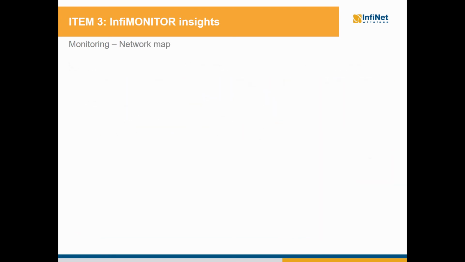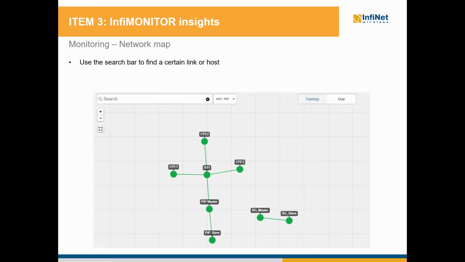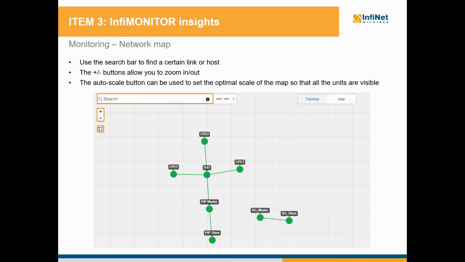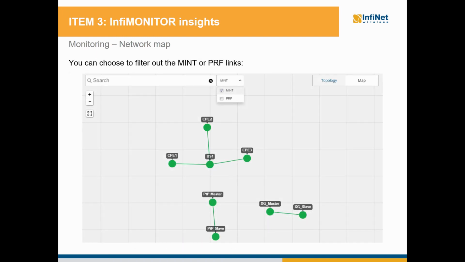And in the last subsection of the monitoring section, we have a graphical representation of the network topology. This allows you to have a visual overview of how your devices are connected within your network. You can use the search bar to find a certain link or host. The plus and minus buttons allow you to zoom in and out, while the auto scale button can be used to set the optimal scale of the map so that all the units fit on the screen. You can also choose to filter out the MINT or PRF links.